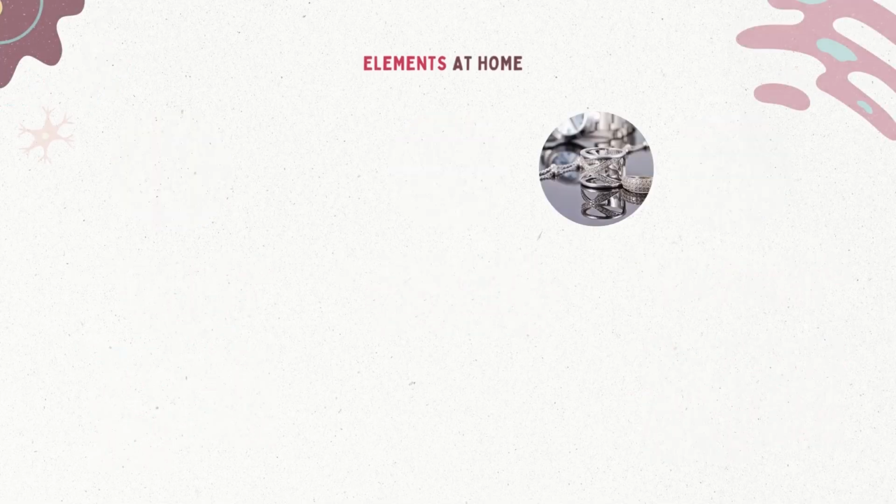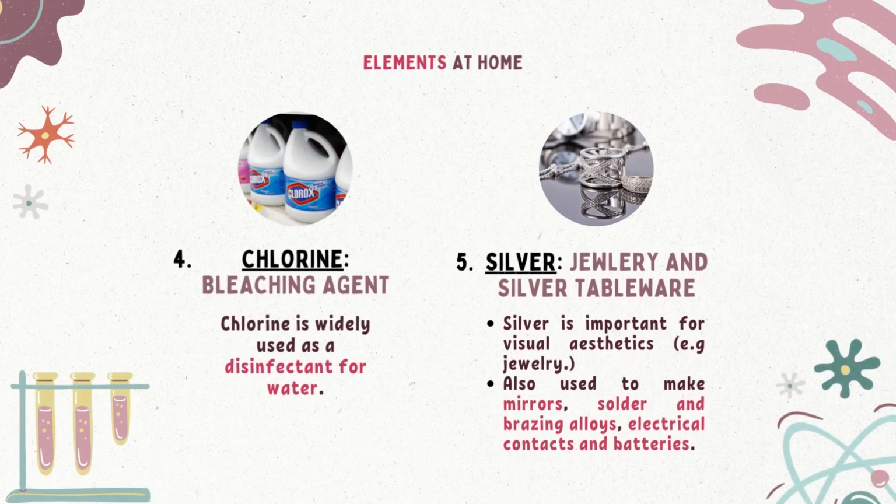Fourth, chlorine, which is a bleaching agent. Chlorine is widely used as a disinfectant for water. And for silver, jewelry and silver tableware. Silver is most important for visual aesthetics like jewelry, and is also used to make mirrors, solder, and brazing alloys, electrical contacts, and batteries.